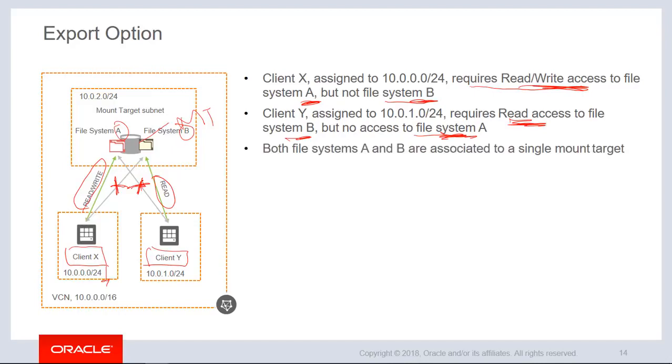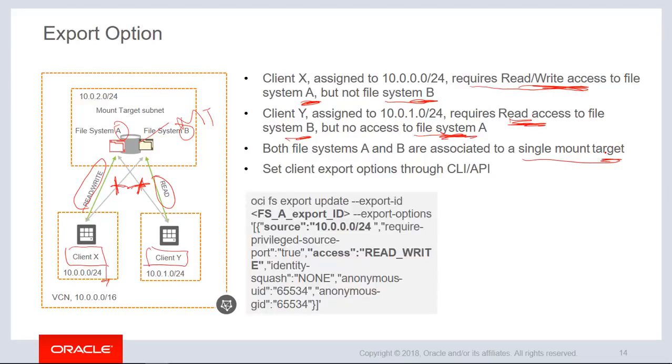So if you have a design like this, a requirement like this, and given the condition that both file systems A and B are associated to a single mount target, you could use export options. Today these export options are available only through the CLI or the API, and this is how you would use it. I'm showing it through the CLI. You would set the export option for the first client here. You would say this is my source CIDR block, and your access is read write, and the read write access is to file system A.